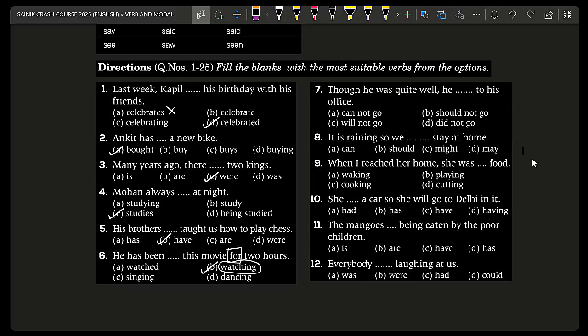He cannot go to his office. He should not go to office. He will not go to office. He did not go to office, which is correct. He did not go to office. Yeah, that is correct. You cannot use can.